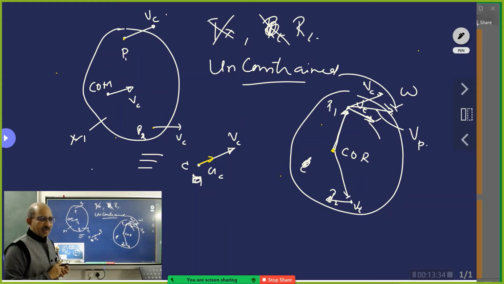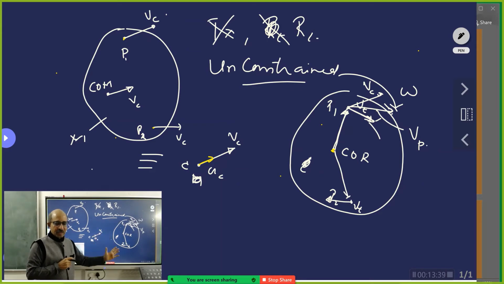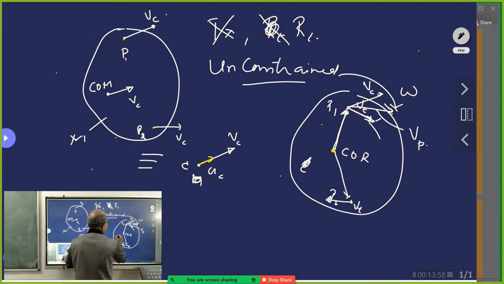What you should appreciate here is that the velocity of a particle is a combination of the translatory velocity as well as the velocity due to rotation. The important thing is that the translational velocity vector is the same vector associated with any point. Here I said that is VC, and for this also I should write VC, for the center of mass also I should write VC.